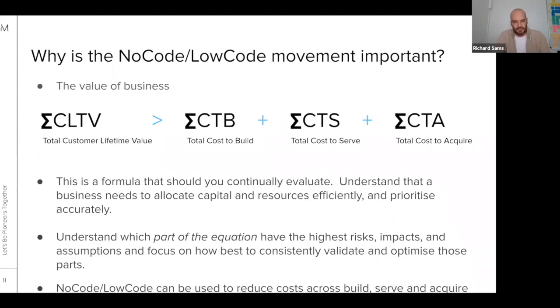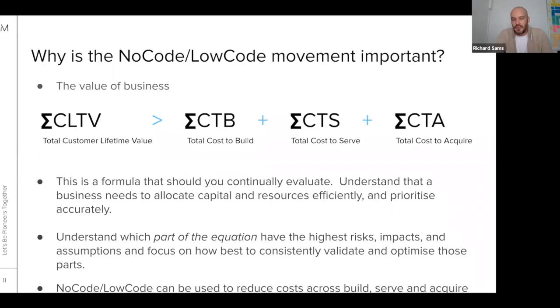And it's really important to think about which have got the highest risks and the highest impacts and assumptions, and focus on the best way to consistently validate and optimize those parts. And I've got a piece at the end of the presentation about the pillars of business, being finance, sales and marketing, and operations. It's important to identify different areas of your business and how low code and no code could be used to get you to market quickly, get you to talk to your customers quickly, and acquire customers quickly, without having to spend a fortune or lots of time on dedicated engineering.